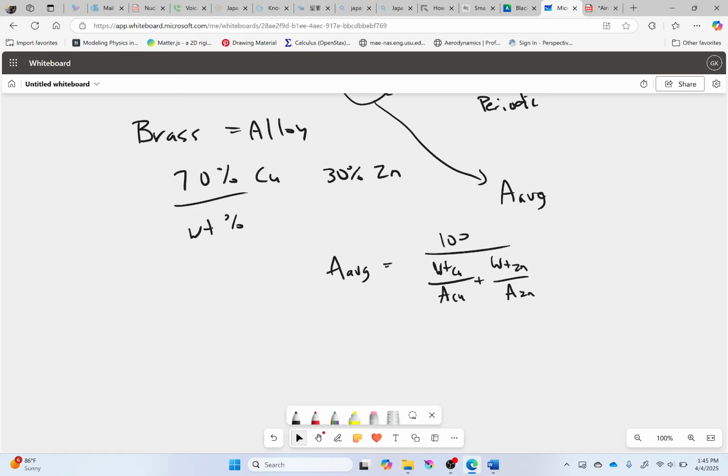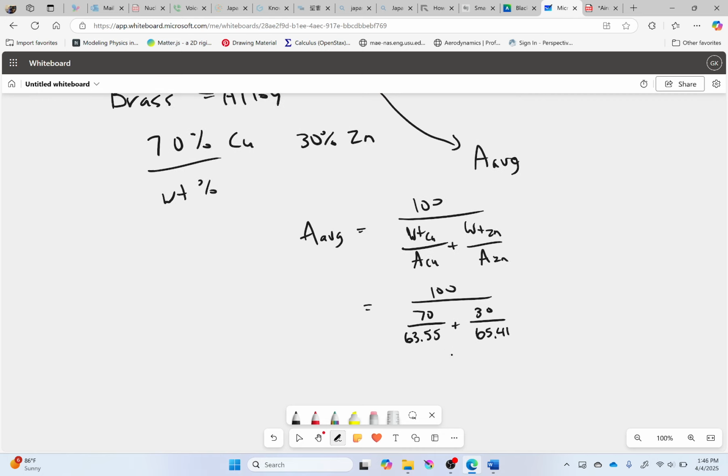So then, what are my values for all this? Well, let's just plug it in. I'm going to have 100 divided by 70 over 63.55 plus 30 over 65.41. And as a note, the values in the bottom are grams per mole. That comes out to be 64.09 grams per mole.